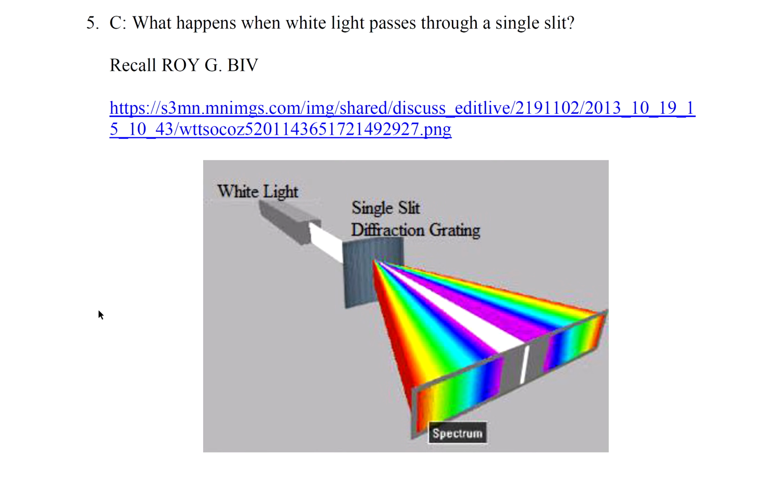Question 5. What happens when white light passes through a single slit? Recall Roy G. Biv. Red, orange, yellow, green, blue, indigo, violet. Indigo, violet means purple. So we see a pattern like this. We get white in the middle, then we get Roy G. Biv outside of it.